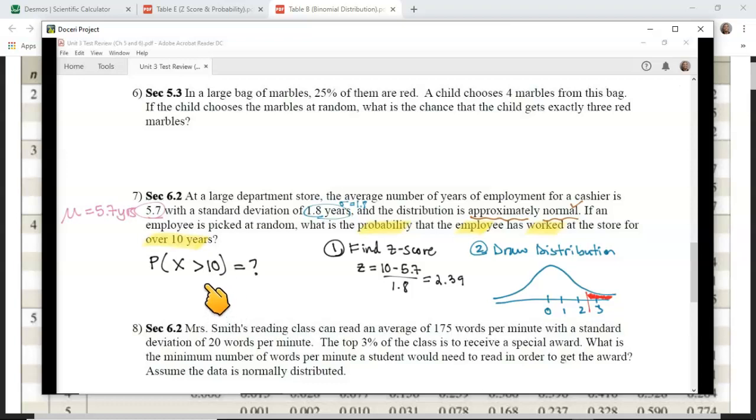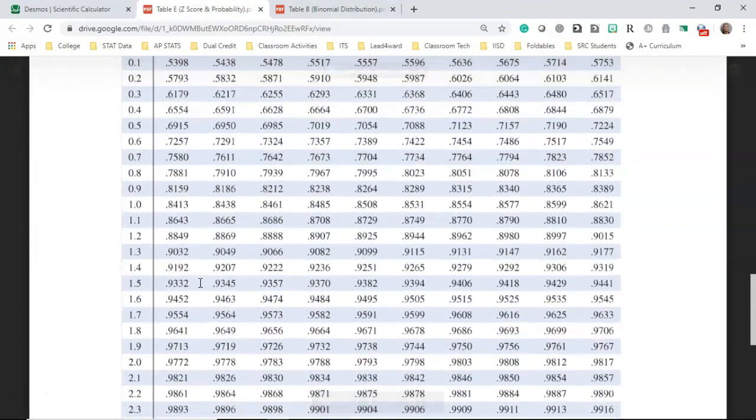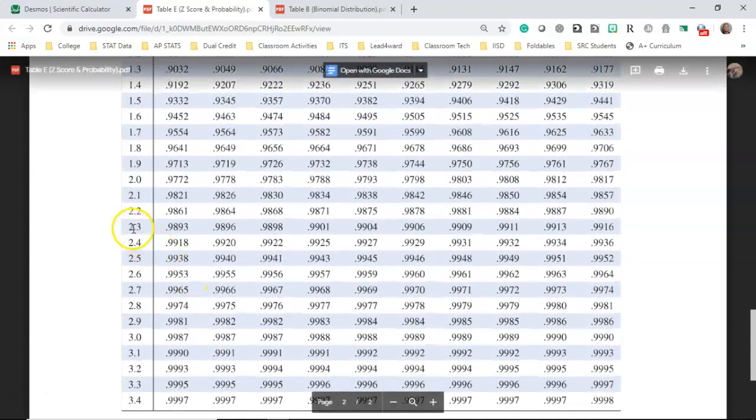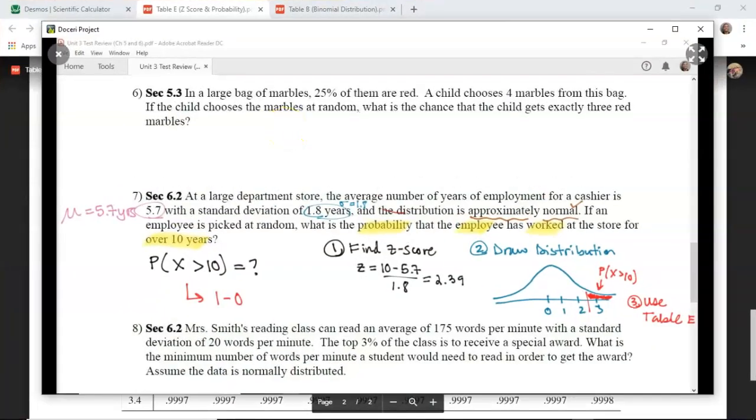We want more than 10 years, so we shade in to the right, and then we look for this probability in the table. That's the third part, use table E. So if we go to table E and we look for positive 2.39, here's 2.3 and the 9 is at the very end, it's over here, 0.9916. When I go back to my distribution here, it doesn't look like I shaded in 99% of the graph.